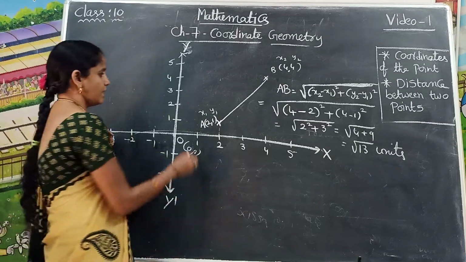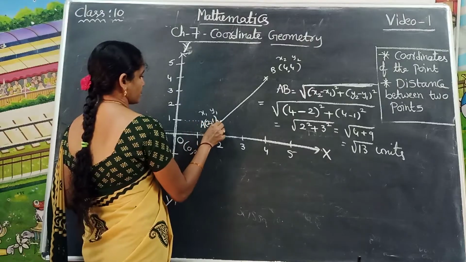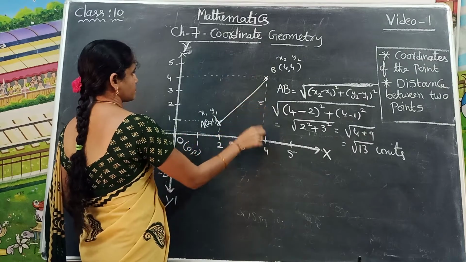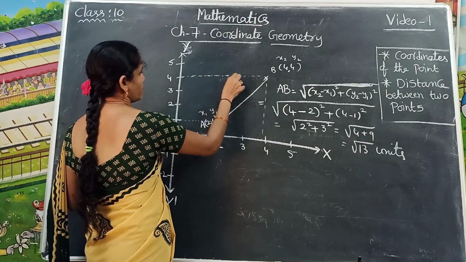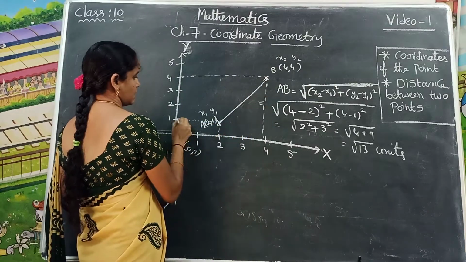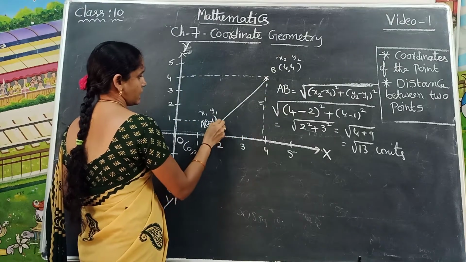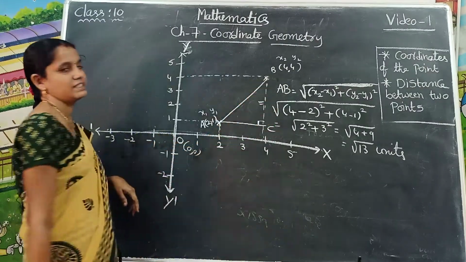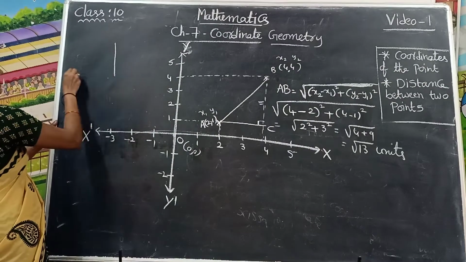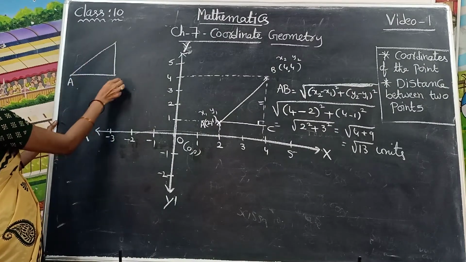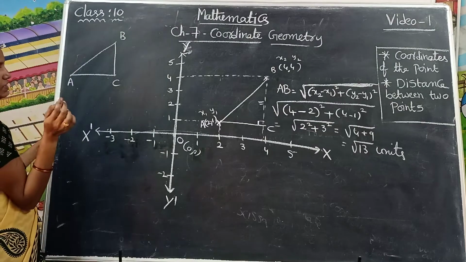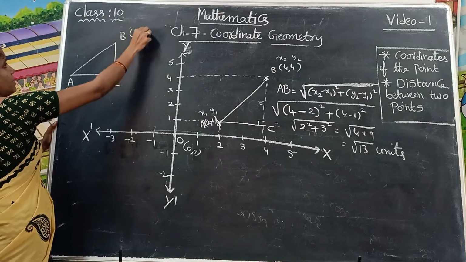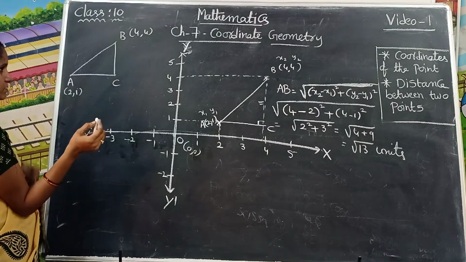See here, from the y-axis and from the x-axis I am drawing a line. This is 90 degrees. Let us call this point C. Now we have a right angle triangle ACB. Here A is (2, 1) and B is (4, 4).